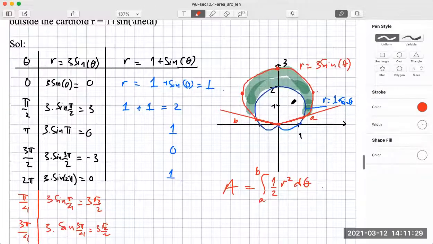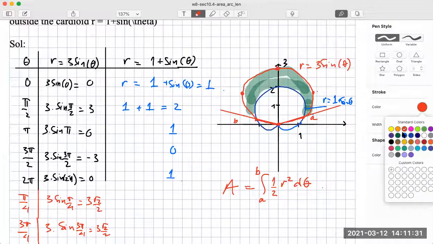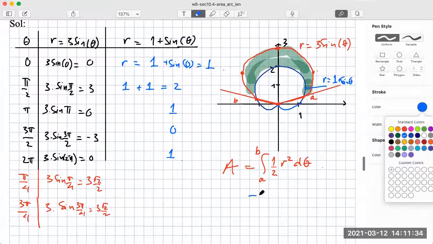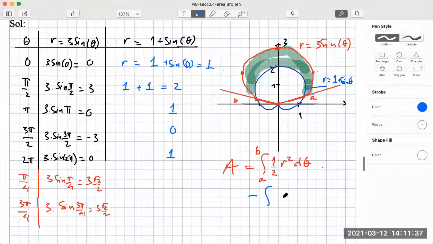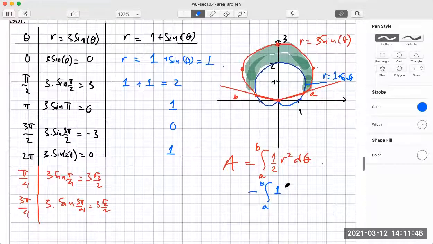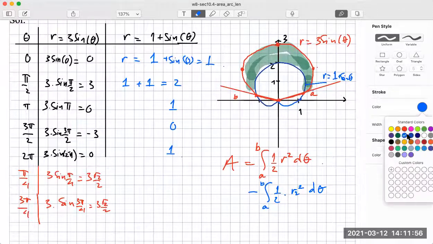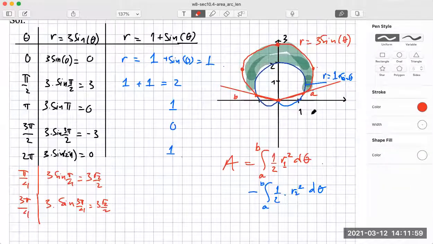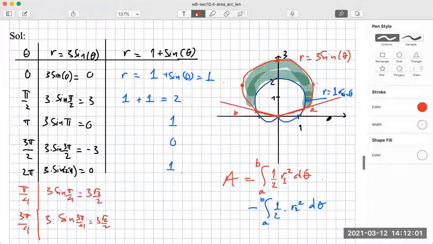And this area is the difference between the red curves' areas here. Subtract what? The same limits of theta, and 1 over 2 times r squared. Let us call it r2 to avoid confusion. Okay, we call it r1, where r1 is 3 sine theta and r2 is 1 plus sine theta here. So what do we need to do at this point?